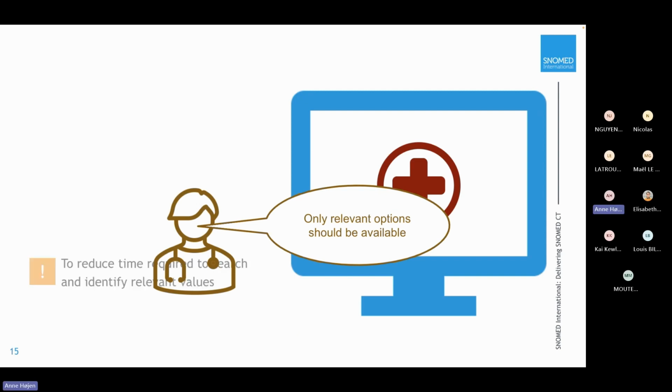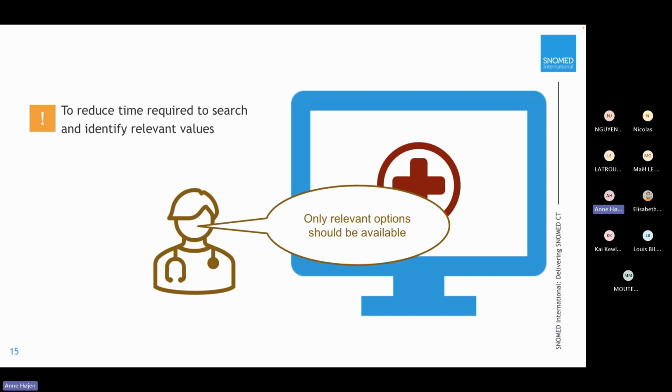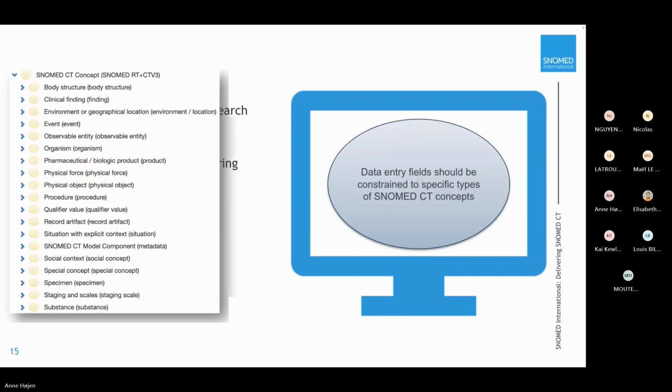So here, about the relevant options, the reason why this is a very important principle is both to reduce the time that's required to search and for the clinician to find the values, and also to mitigate the risk of capturing unintended meanings. And as I'll show you later, there are really options in SNOMED where, if you don't implement it correctly, you may select a concept from a wrong hierarchy, even though that wasn't your intention.